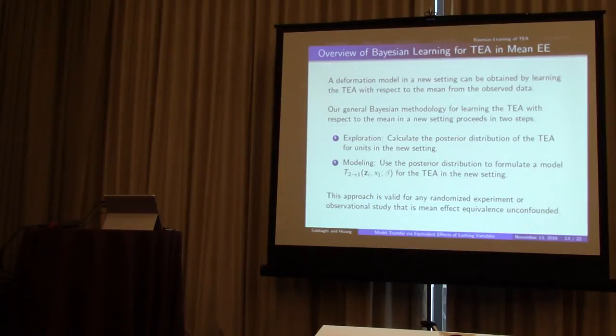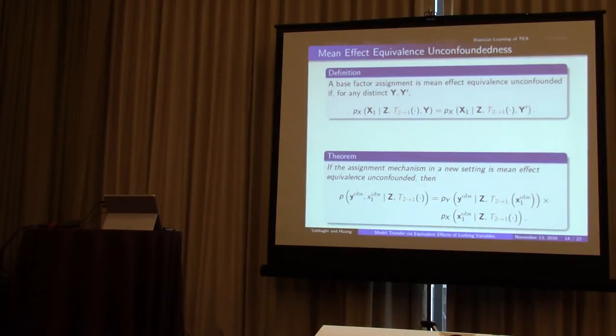And this approach, this general Bayesian methodology, will be valid for any randomized experiment or observational study that satisfies a specific unconfoundedness assumption, which is right here. We define a factor assignment mechanism in a setting to be mean effect equivalence unconfounded if the assignment of that base factor does not depend at all on the outcomes. So for any distinct outcomes, y and y prime, the assignment mechanism for that base factor remains the same. And this assumption holds true by design in randomized experiments, and it could be true in certain types of observational studies, which I could discuss at the end of the presentation.